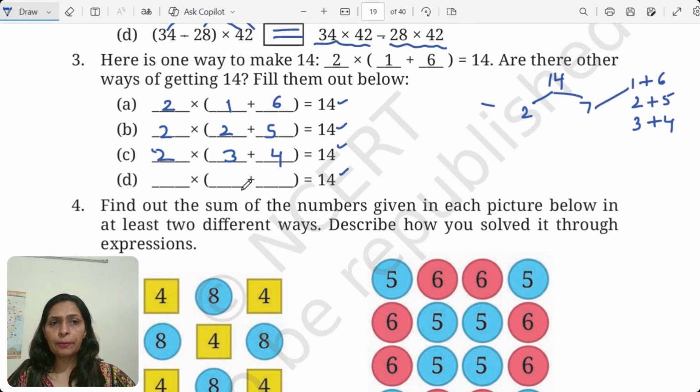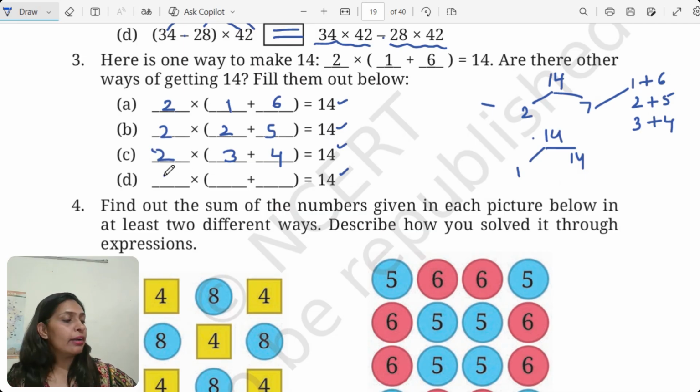What else can we do? What else can 14 further be written as? Can we write 14 as 1 into 14? Yes, we can write that. So what number can I write here? I have to make 14. But how am I going to get the 14 here? How is that going to be formed? 14 is 1 into 14, but if I write here 1 and 14, will that get me the answer? The answer is no, it's not going to get me the answer.